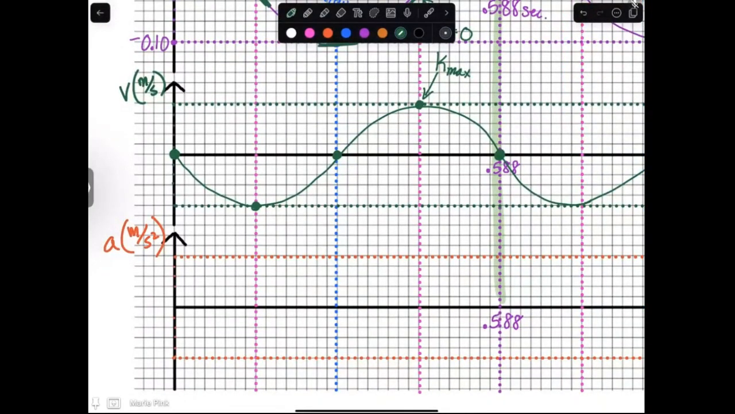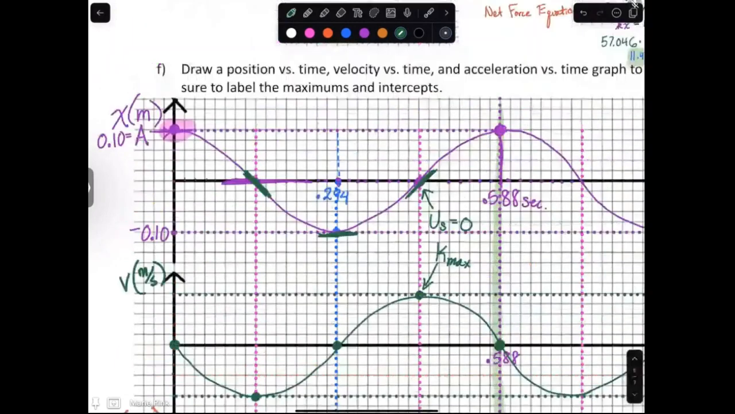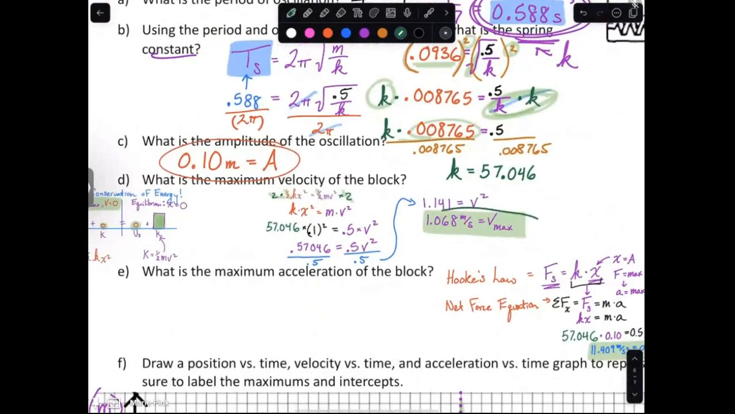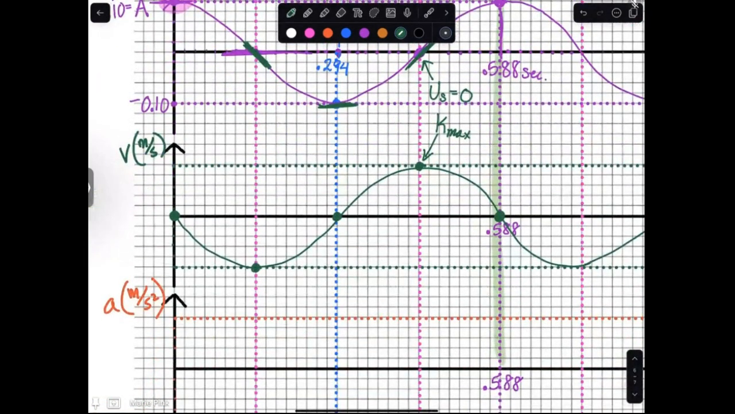And then the next thing we need to do is put in those maximum and minimum velocities. Up here, we did find that maximum velocity in part D. We found that it was 1.068 meters per second. So we just need to label this 1.068 meters per second, and that would make our minimum negative 1.068.